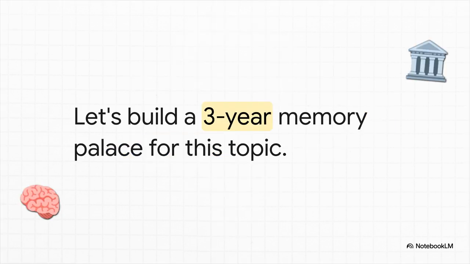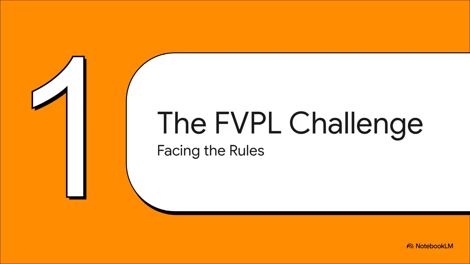So that's what this is all about. We are literally going to build a memory palace for this topic, a mental framework that makes these rules feel less like stuff you have to memorize and more like stuff you just know, intuitively. Let's get into it. First things first, we got to face the challenge head on, and that challenge is fair value through profit or loss securities, or FVTPL. You're going to see these on the exam, so getting them right is, well, it's not optional.